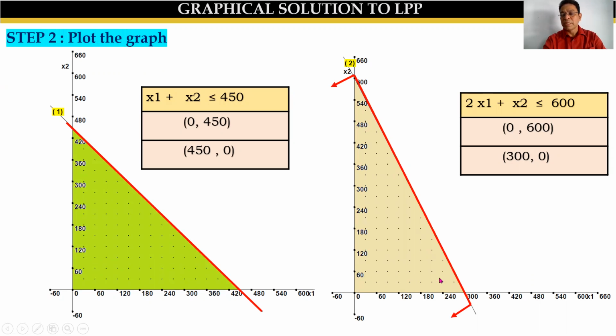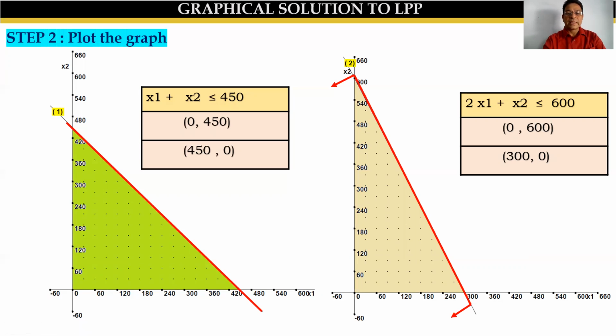This is the feasible region when we consider the constraint 2x1 plus x2 is less than or equal to 600. It means that any point in this region, even a point on the line, would satisfy this constraint. But are we interested in each constraint individually, or do we have to work with both constraints together? Obviously, we have to consider both constraints together.